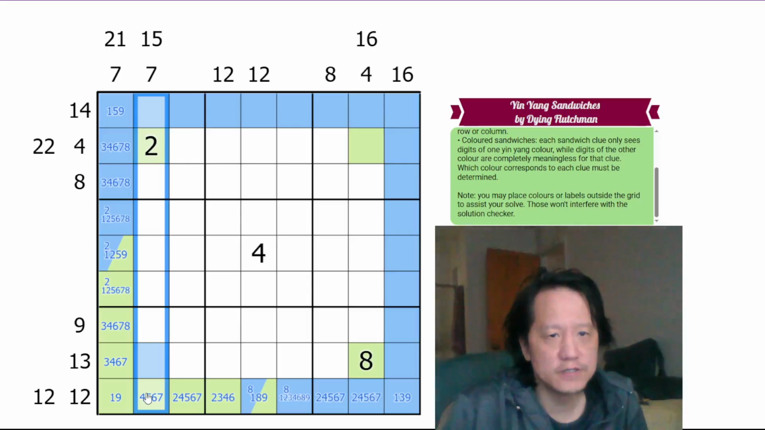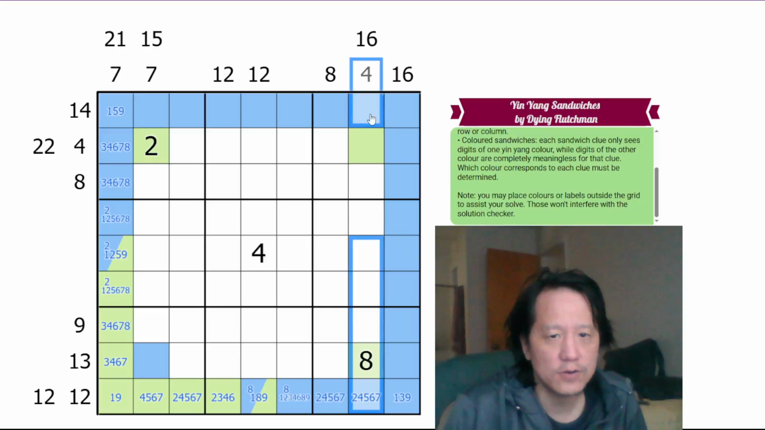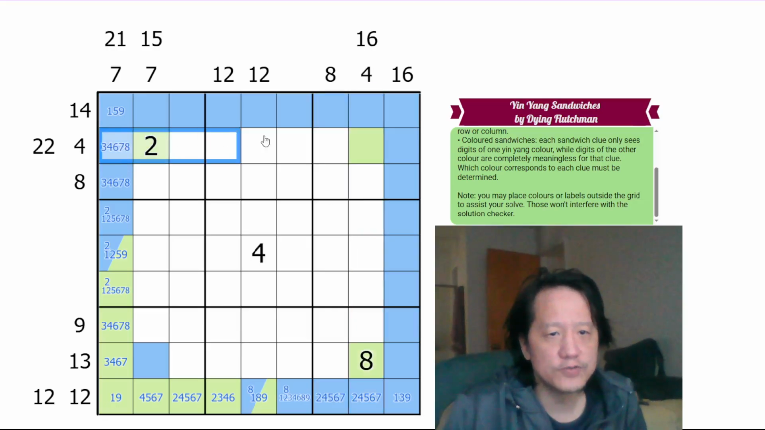We have 15 and 7 here. We have 16 and 4 here. We have 22 and 4 here.